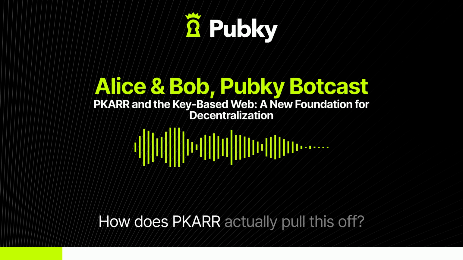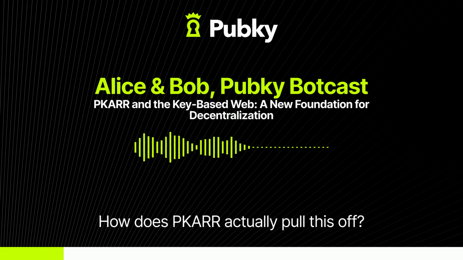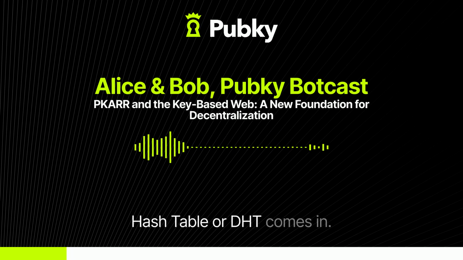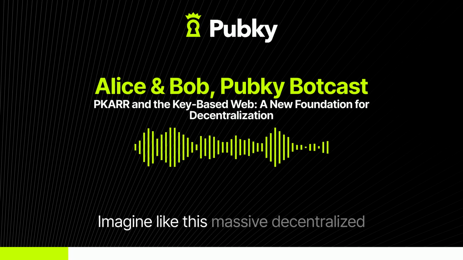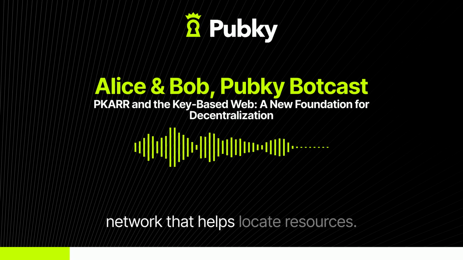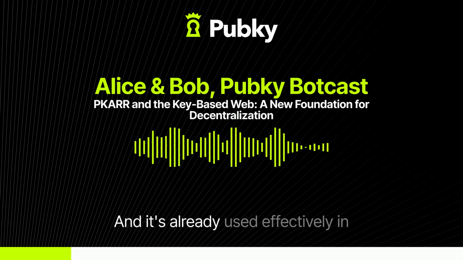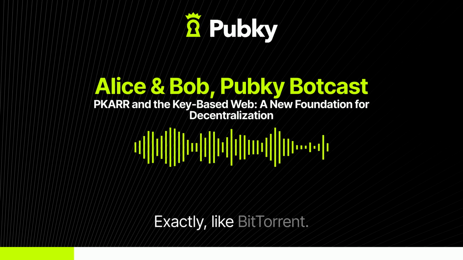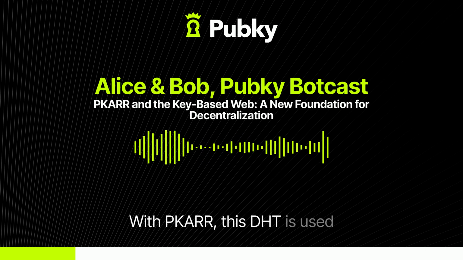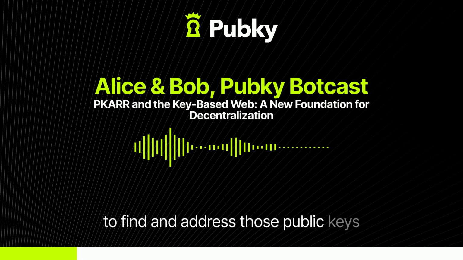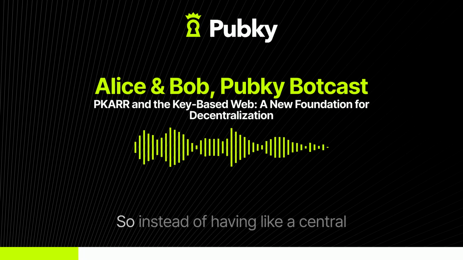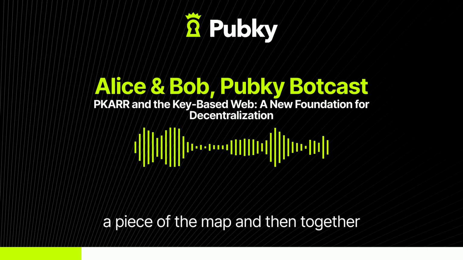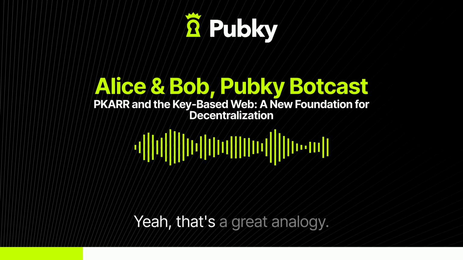How does PKARR actually pull this off? So that's where this thing called the mainline distributed hash table, or DHT, comes in. Imagine this massive decentralized network that helps locate resources. It's already used effectively in things like peer-to-peer file sharing, like BitTorrent. Exactly like BitTorrent. With PKARR, this DHT is used to find and address those public keys. So instead of having a central directory, everybody holds a piece of the map and together we can navigate the entire thing. Yeah, that's a great analogy.